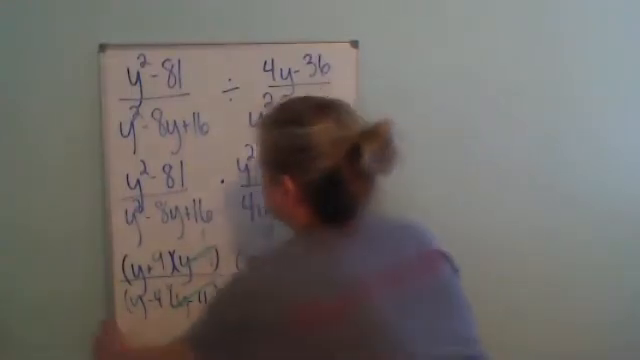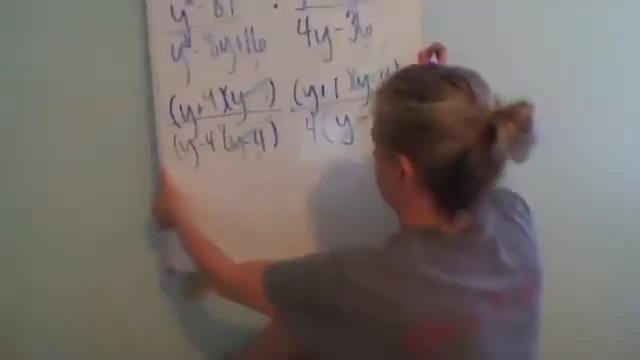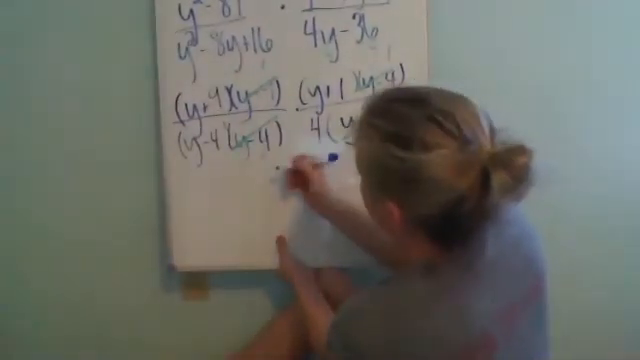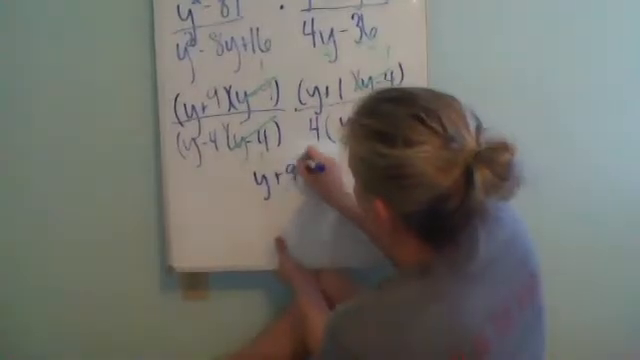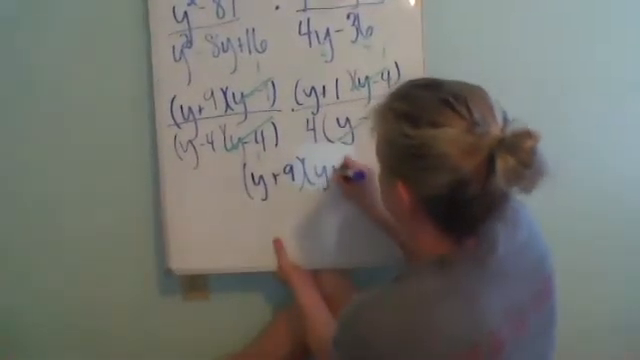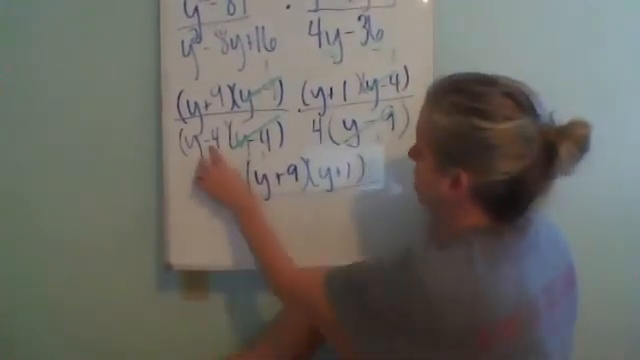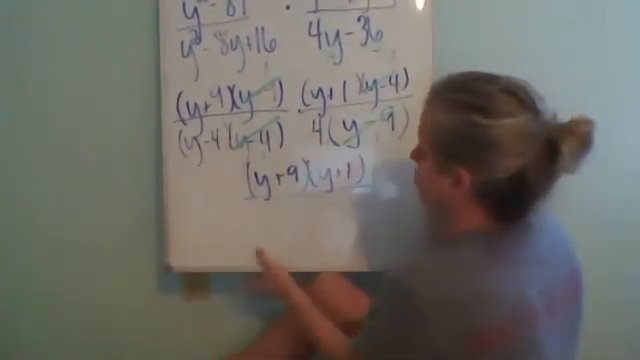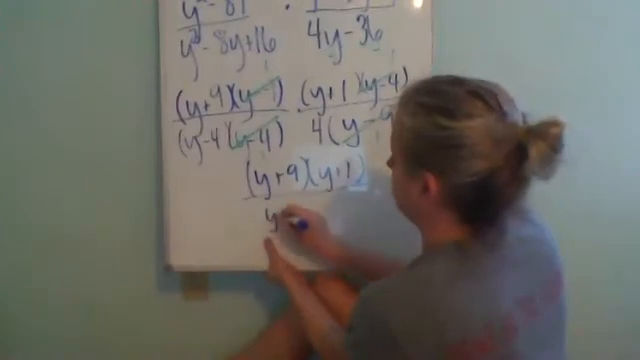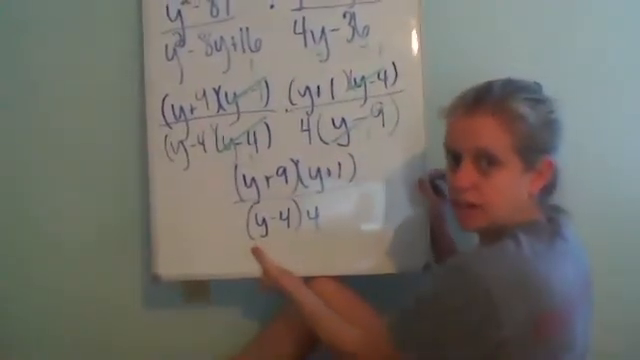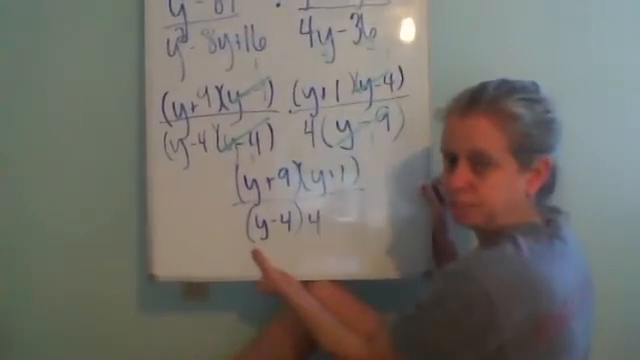Let me put this up here on my knee. So y plus 9, y plus 1, over y minus 4, and then this 4 over here. So y minus 4 with the 4. That's what your answer should look like.